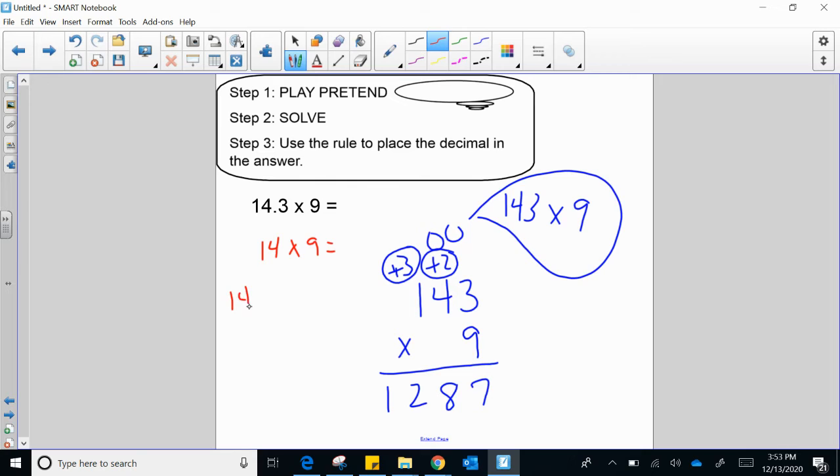And I don't know what that is off the top of my head, but 14 times 9, if I carry the 3, is 126. And I can see that 1,287 doesn't make any sense. So when I use the rule to figure out where I'm going to put that decimal point, this is probably the type of problem that people make the most mistakes with.